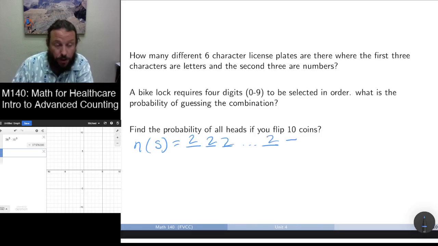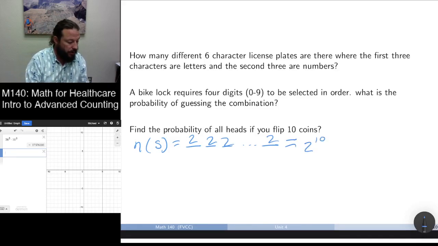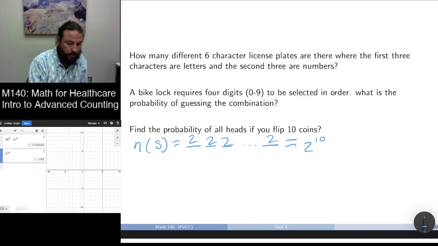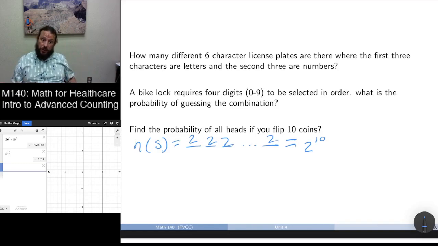So we use our multiplication principle here. That gives me 2 to the 10th. Just to give you an idea of what that number is, I'll plug it in real quick. Again, I think it's good for you to do that too. 2 to the 10th is 1,024. Not that big, but you certainly don't want to write all those out.